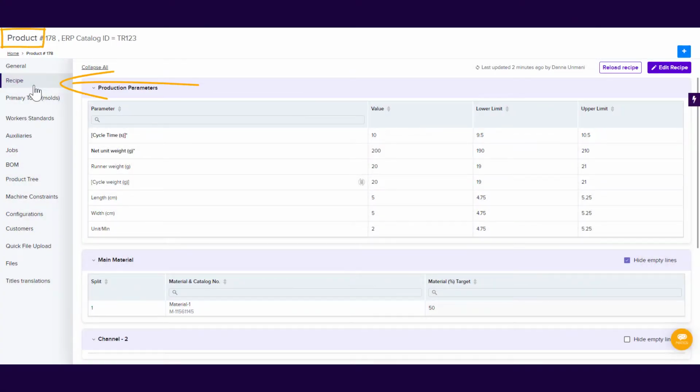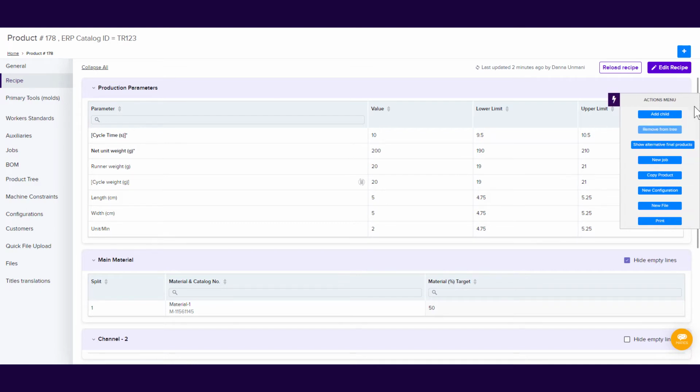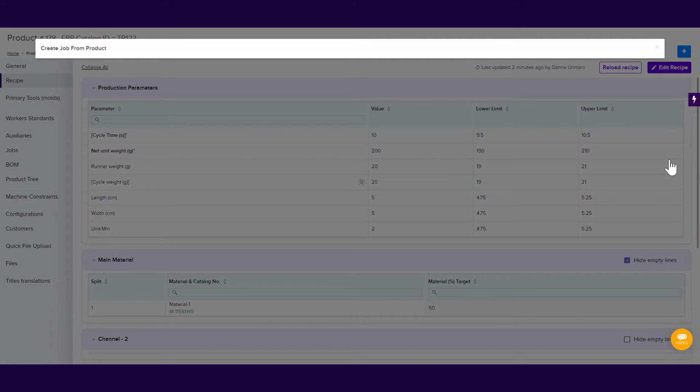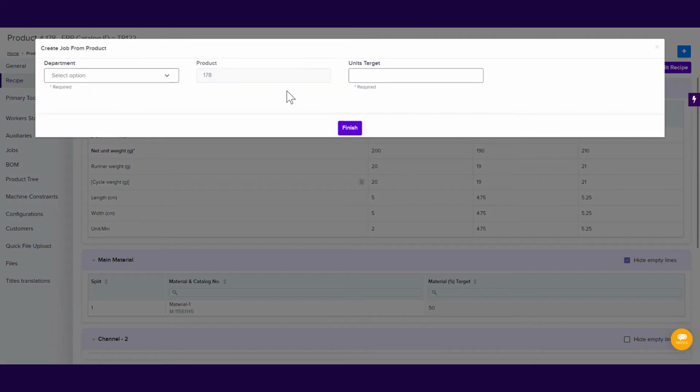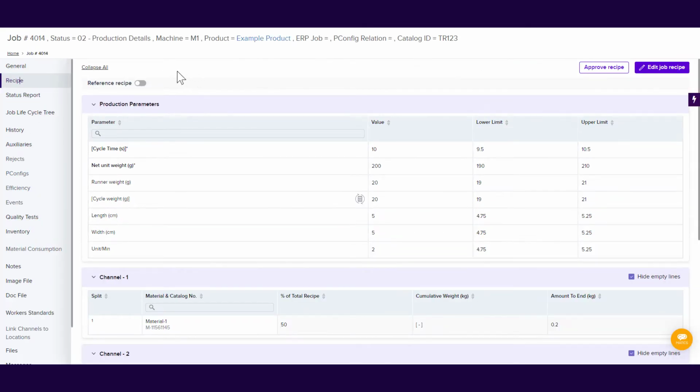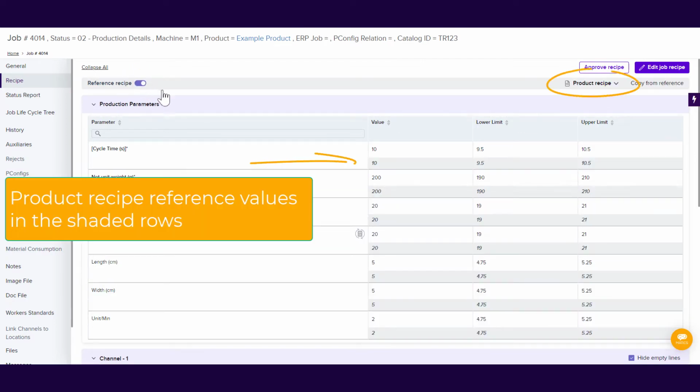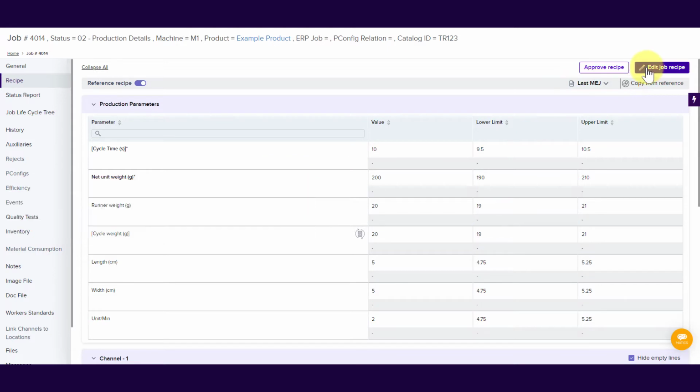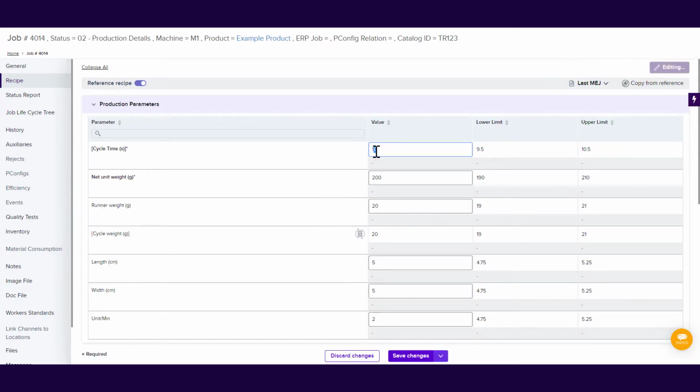All products and jobs in the system have a recipe. A product's recipe is the primary recipe. Therefore, when creating a job for manufacturing the product, the job's recipe fields are populated with the values set for the product recipe. You can then adjust the job's recipe values to meet the specific context it's running in. For example, the cycle rate might be different if the job is running on a slow machine.